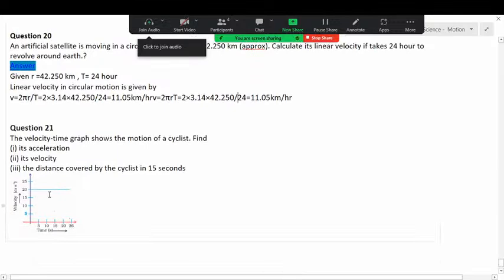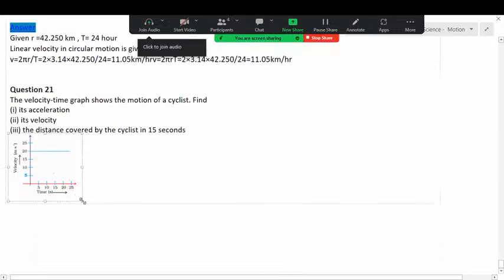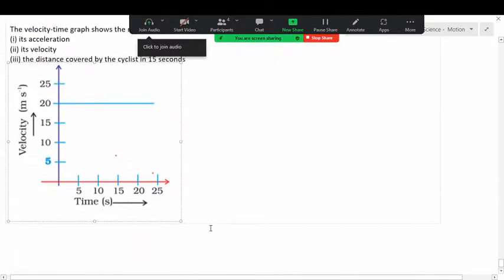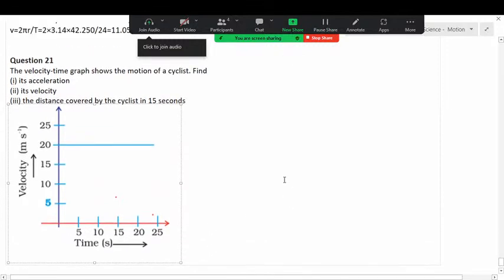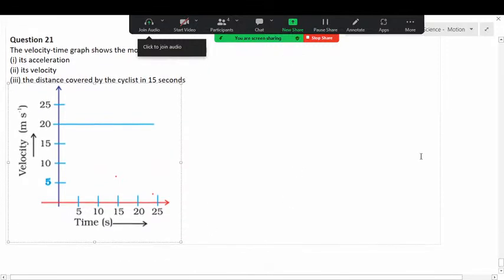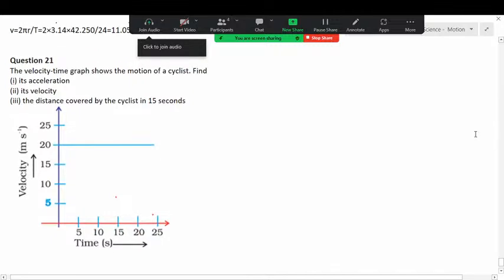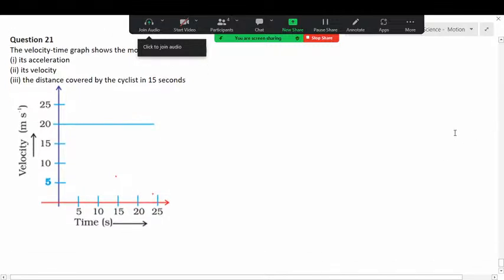Okay, alright. Then we have this last question. I want you to appear. See here and tell me the answer. The velocity time graph shows the motion of a cyclist. Find its acceleration, its velocity, the distance covered by the cyclist in 15 seconds.